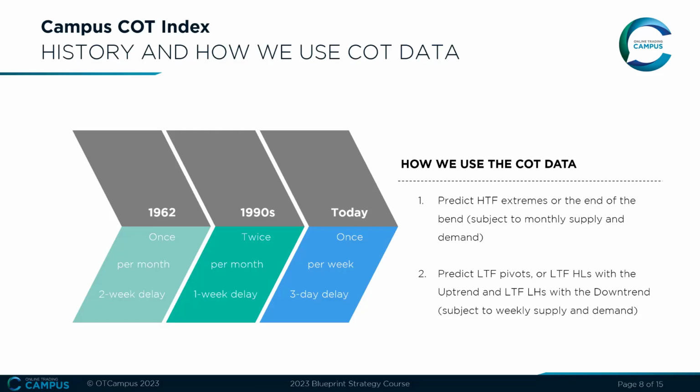So I want to show you objective and mechanical ways on how to make use of both of these. We would call number one the higher time frame extremes, or the end of the band. That would be in combination or subject to monthly supply and demand. And then the second would be lower time frame pivots, or in other words, lower time frame higher lows with the uptrend, or lower time frame lower highs with the downtrend. And that would be subject to weekly supply and demand.